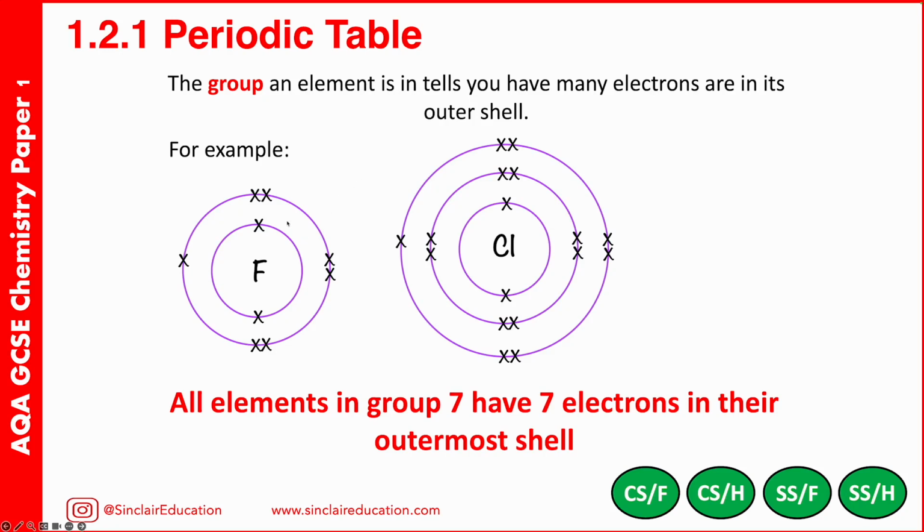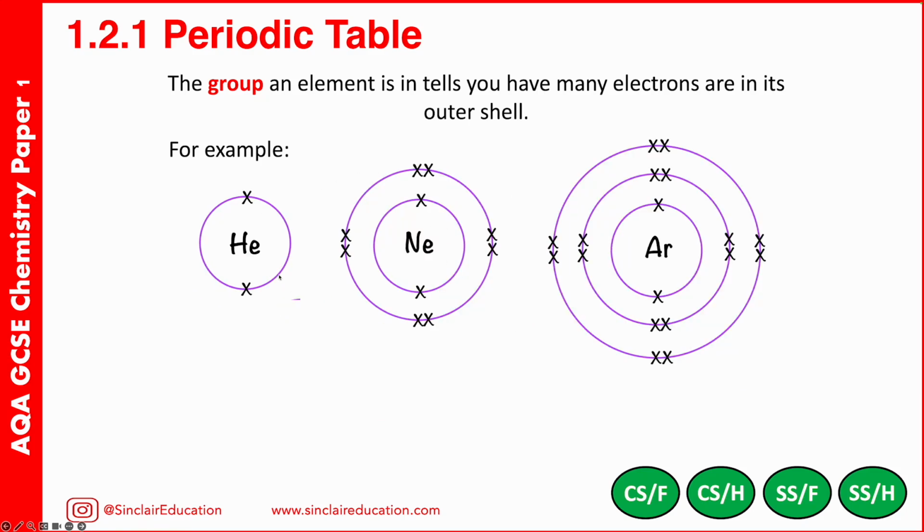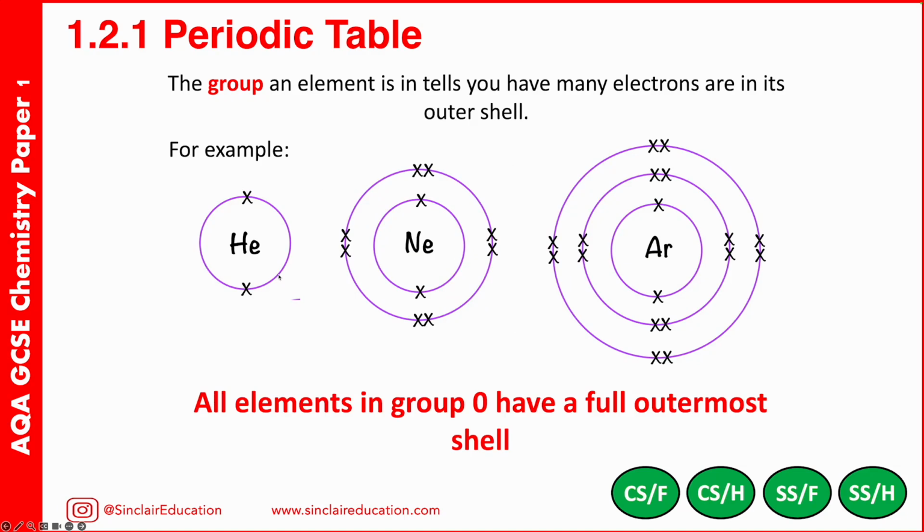And it does mean because of this, they behave in really similar ways. Now, we'll talk about our noble gases later, but noble gases are slightly different. They all have full outermost shells. A common mistake is people might say, oh, they're all in group 0 because they all have 8 electrons in their last shell. Now, that's not true because of helium. What they have is that they all have full outermost shells.